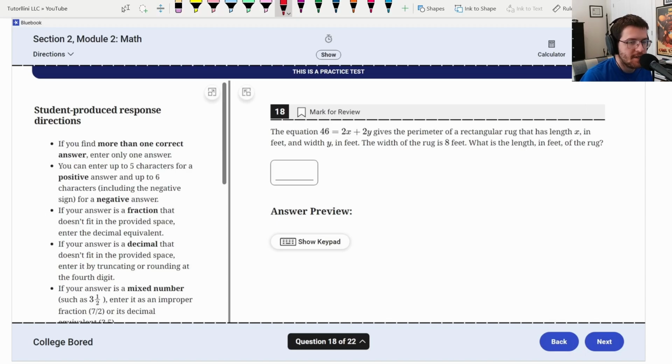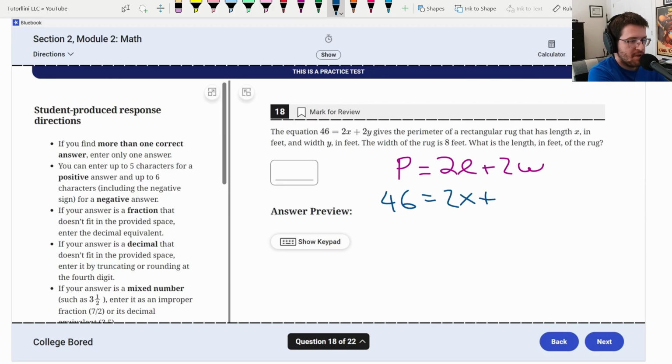Okay, question 18. So you don't need to know it, but it's probably really helpful if you know the equation for the perimeter of a rectangle, which is 2L plus 2W. And you see x is the length and y is the width. So if I hold this equation up next to that, it becomes way more clear kind of what's going on.